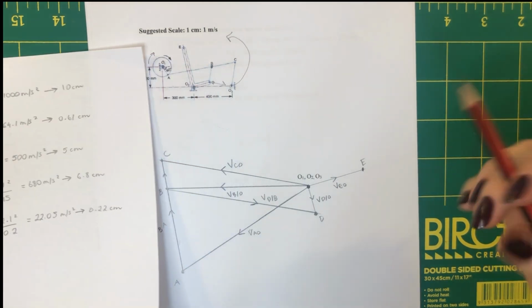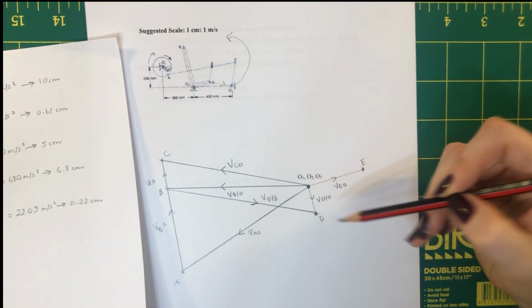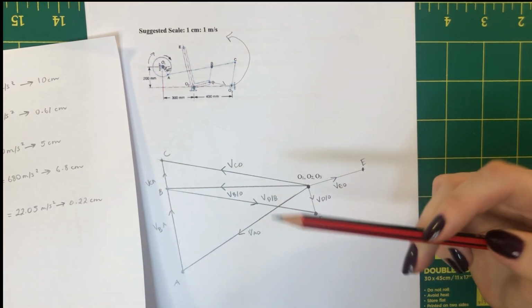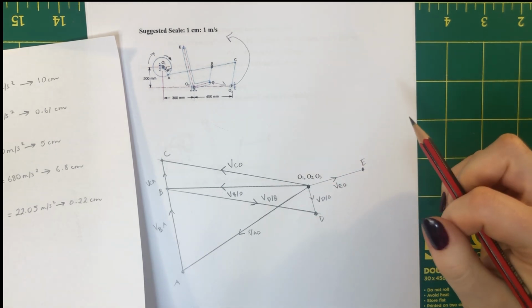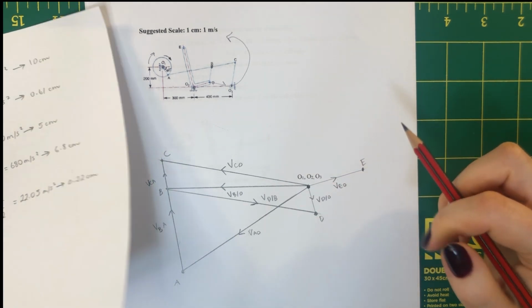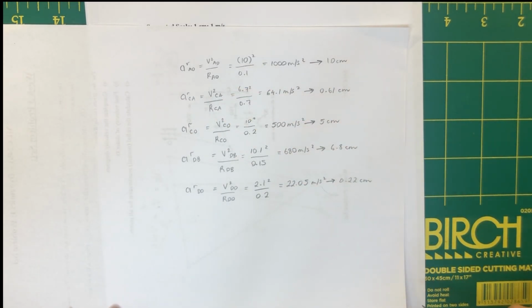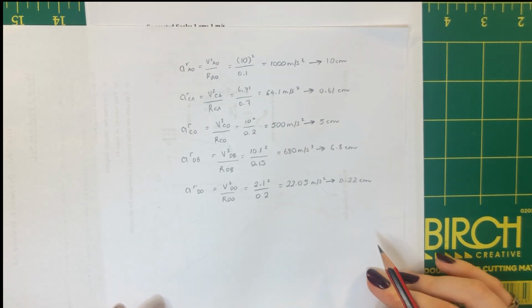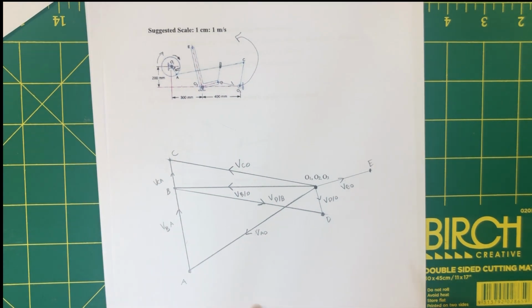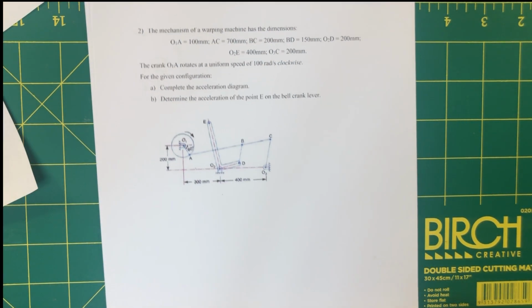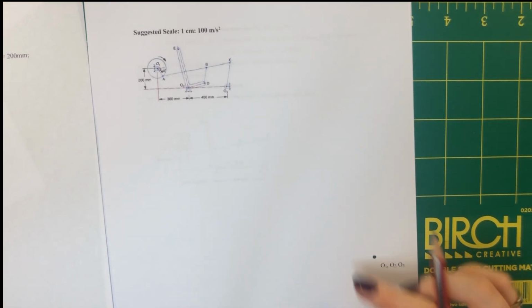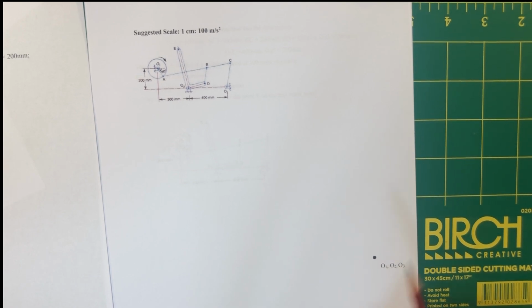To do this, you measure the length of the line in centimetres, remove the scale, getting a value for velocity in meters per second. You can then use your v squared on r equation to find the radial acceleration in meters per second squared. Then after that, we can apply the scale that's given in the question to have a value in centimeters that we can draw in the diagram. So let's begin.